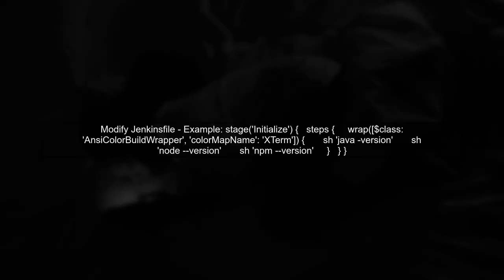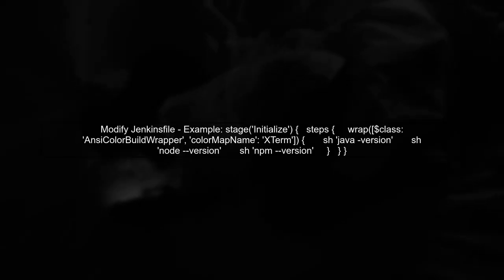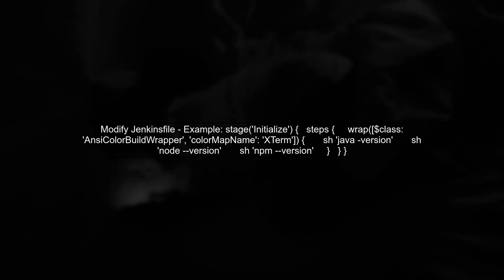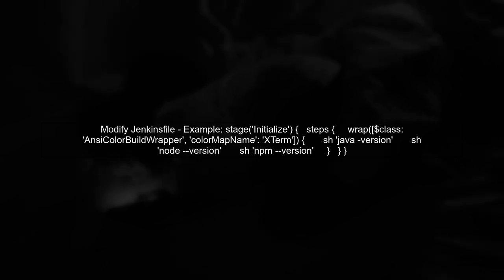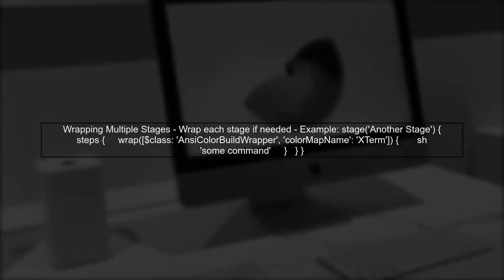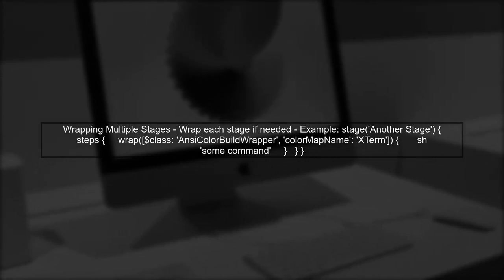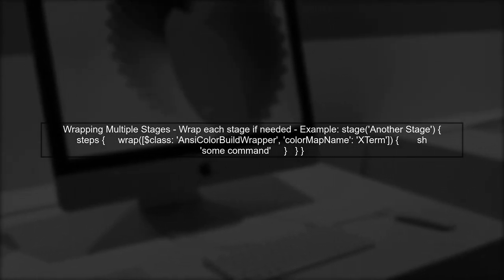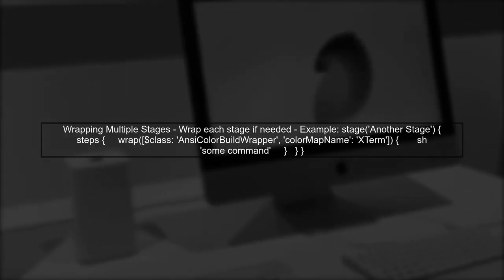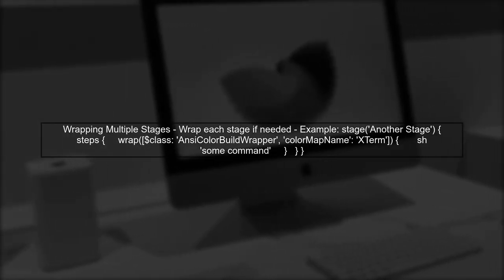For your simple Jenkins file, you can modify the initialize stage to include the wrap function around the shell commands that output AnsiColored text. You can also choose to wrap each stage individually if you have multiple stages that require AnsiColor output. This gives you flexibility in how you apply the color formatting.